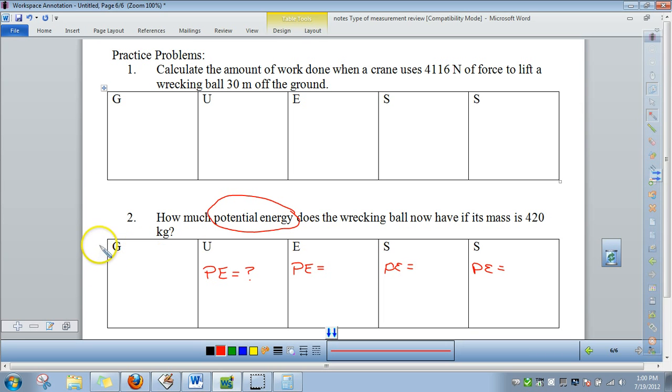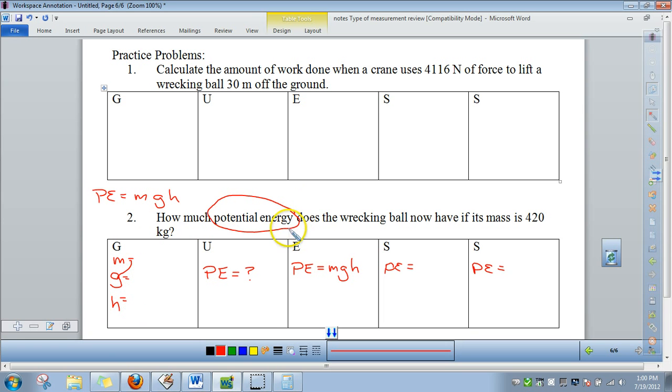Potential energy equation is PE equals mass times gravity times height, M times G times H. So that means I have to have an M, a G, and an H in this step. What is my mass? What is my gravity? And what is my height?